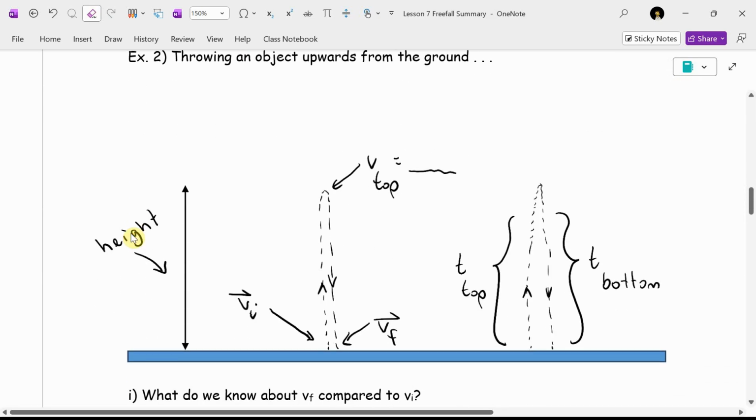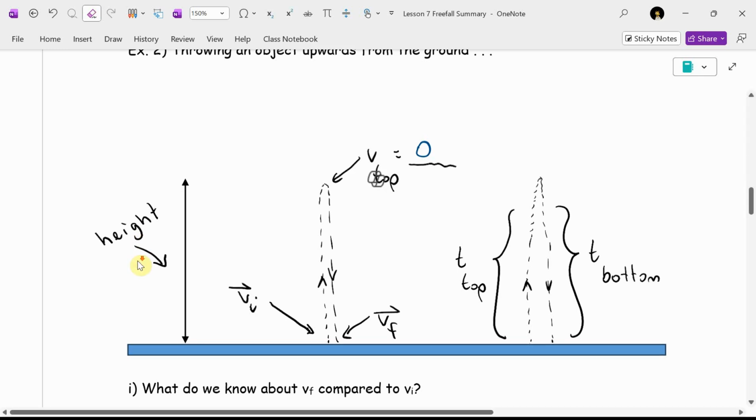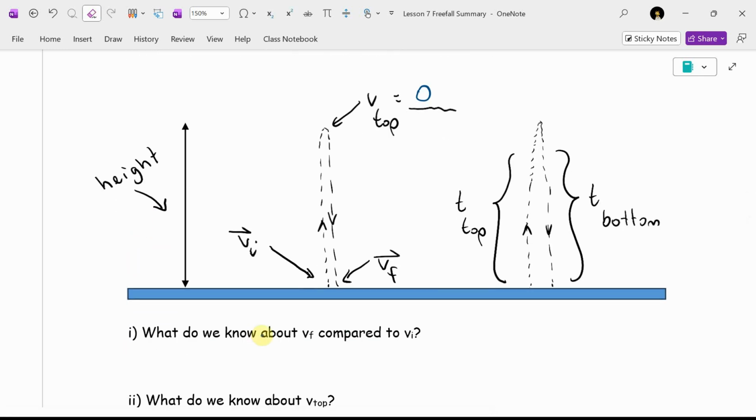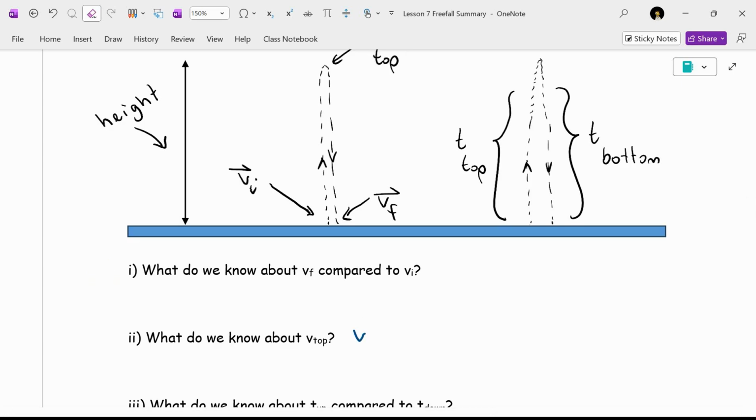What else can we do? Throwing an object upwards from the ground. Here, you're ending up above from where you started, so your height, your displacement will probably be positive. What do we know about the velocity at the top for a split second? What do we know about V top? V top equals 0.